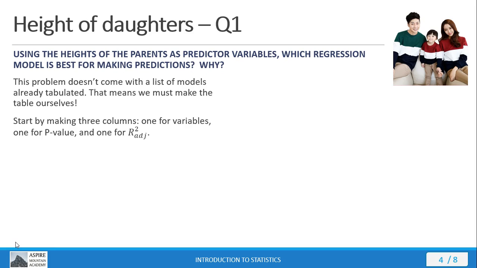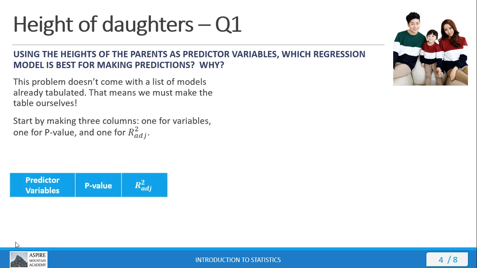We're going to start by making a 3-column table, and we have our headings here. We've got predictor variables, p-value, and adjusted R-squared. We could use the father as a predictor, or we could use the mother as a predictor. We could also use the father and the mother together as predictors. So there are 3 different models that we can make here, and we're going to have to make each one of them, get the p-value and the adjusted R-squared value for each one, and then compare them like we saw in the previous mini-lecture.